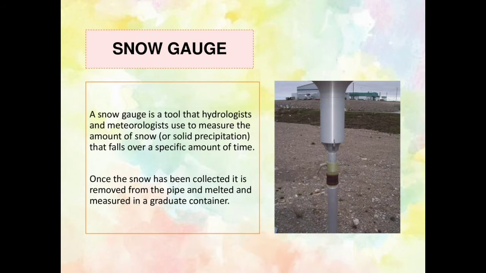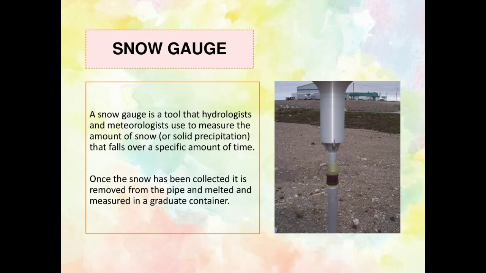The simplest design of a snow gauge is made up of a catchment container and a funnel-shaped gauge which are mounted on a pipe outside. Once the snow has been collected, it is removed from the pipe and melted and measured in a graduate container.